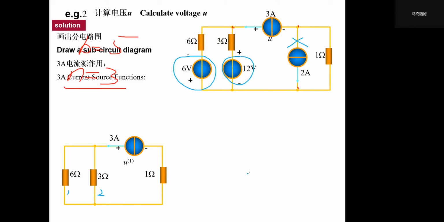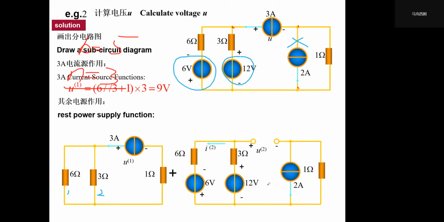Since we would like to have the 3 ampere current source work alone, we can have another subdiagram. You see that we can just leave all those three here together, and instead of doing it one by one, we can do it together. It's also right, and we can solve this problem here.